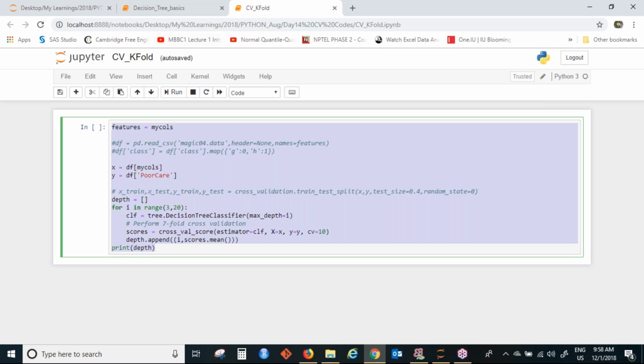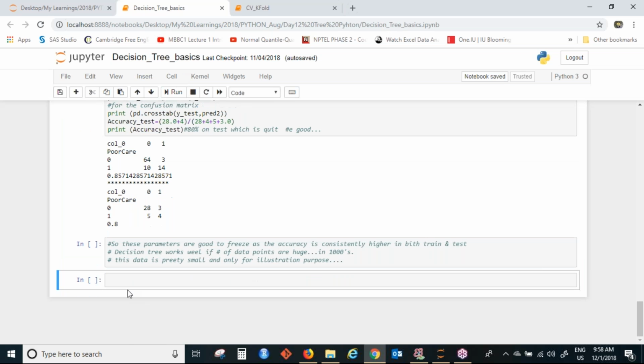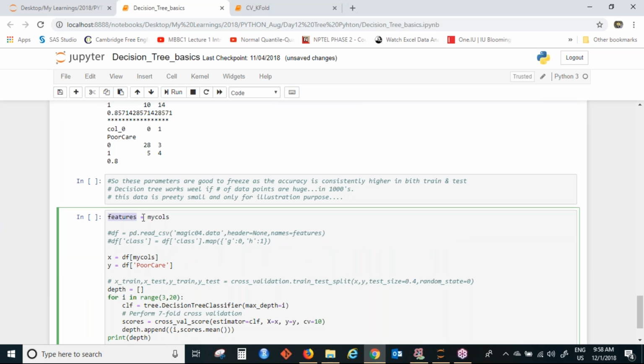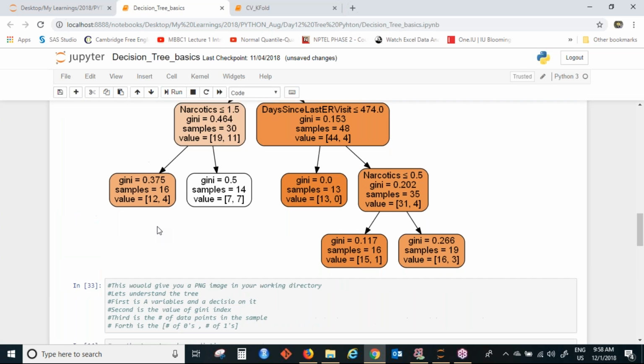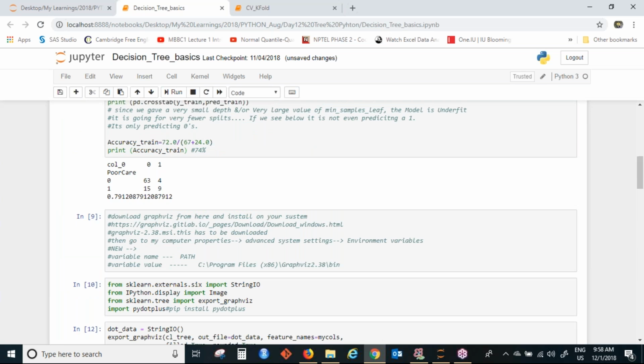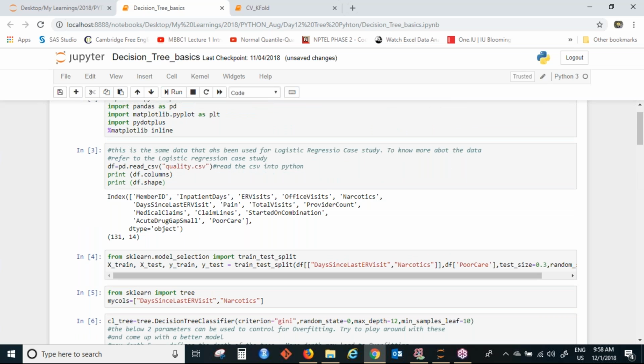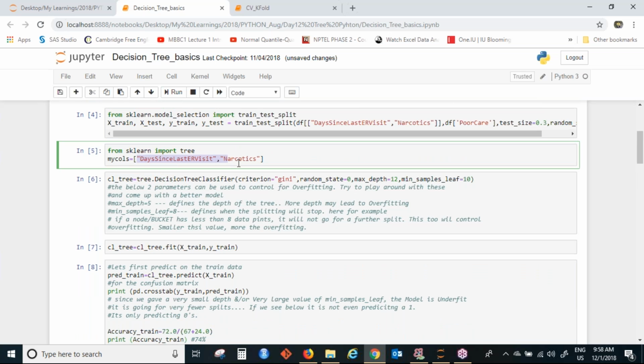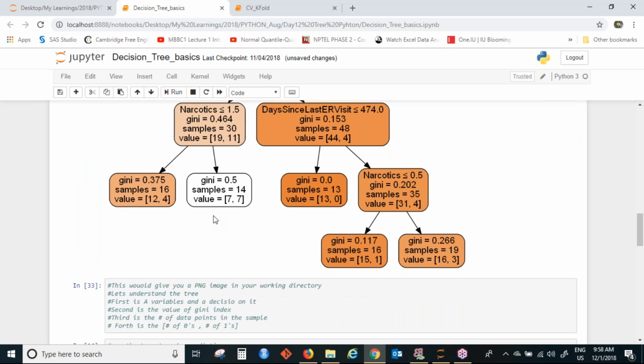I'll directly copy the codes from here and paste them here. So let us understand the code. What is features? Features is equal to my calls. If you see in the previous codes, I have defined my calls earlier. My calls is the name of the independent variables that I'm trying to use. Out of all the independent variables in this data, I'm just using two: narcotics and days since last emergency room visit. Only these two columns will be taken as independent variables.